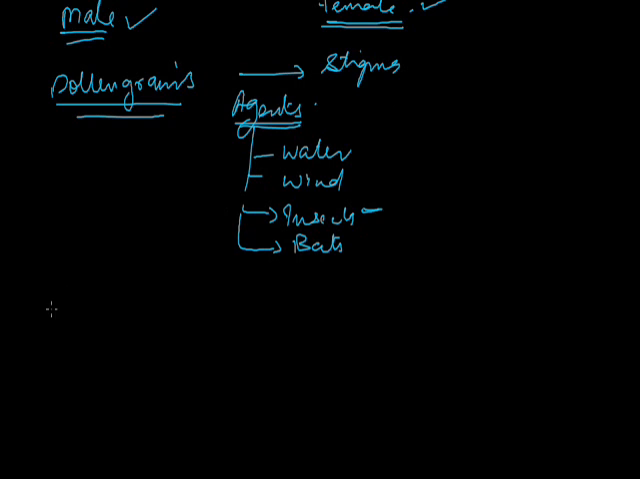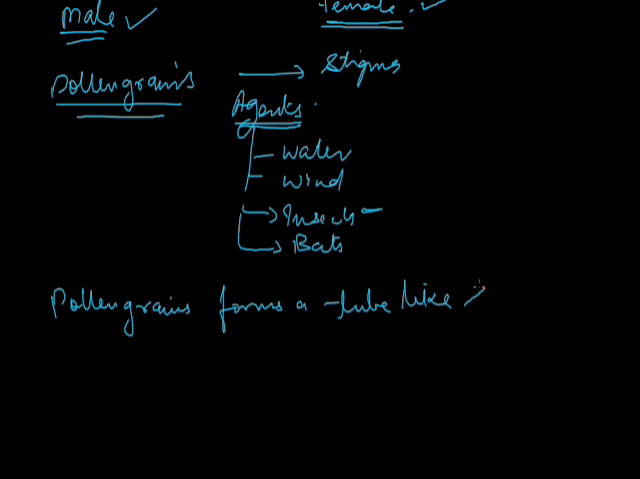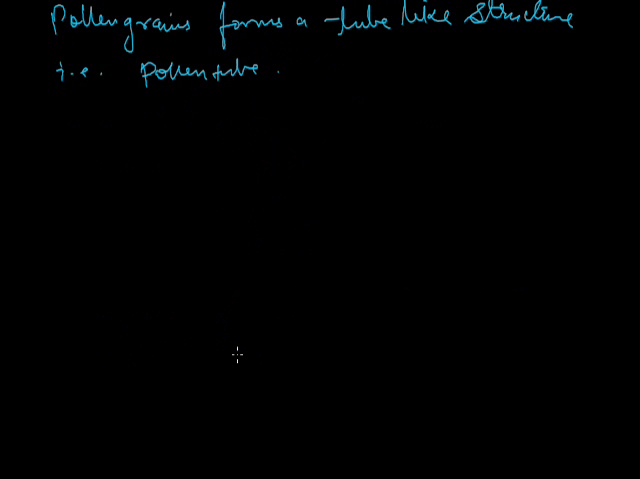Now after the transference of the pollen grains, after the pollination, what is happening? The pollen grains form a tube-like structure that is known as the pollen tube. This pollen tube will enter inside the ovary at a particular place, and then the pollen grains will start moving through the pollen tube. How will it take place?